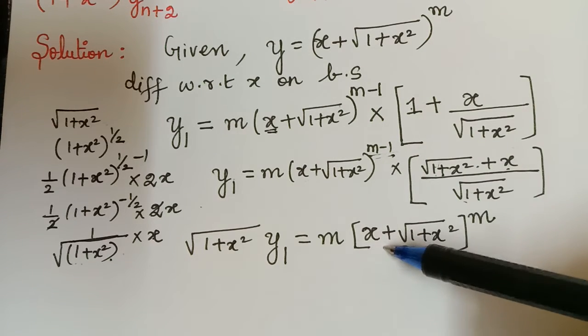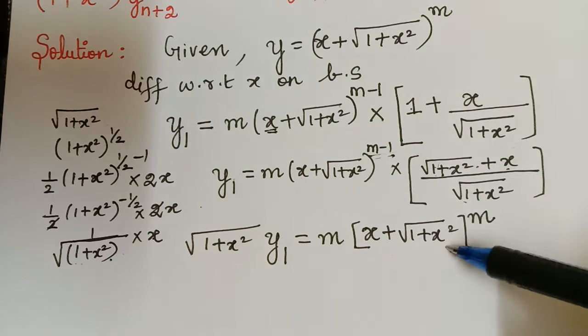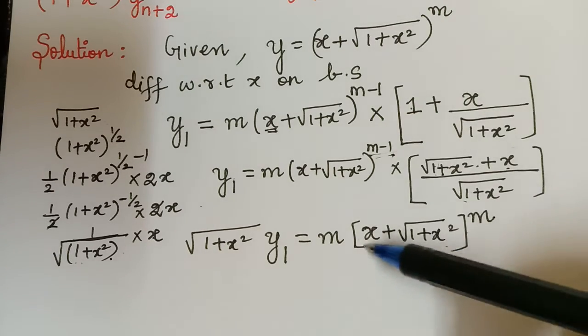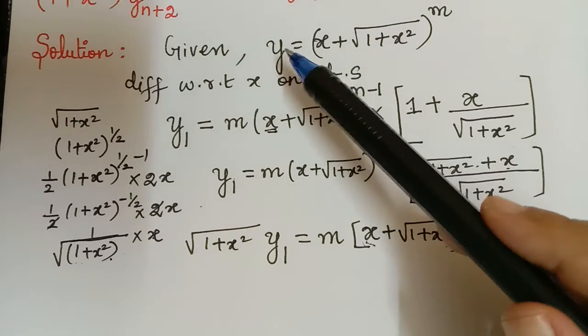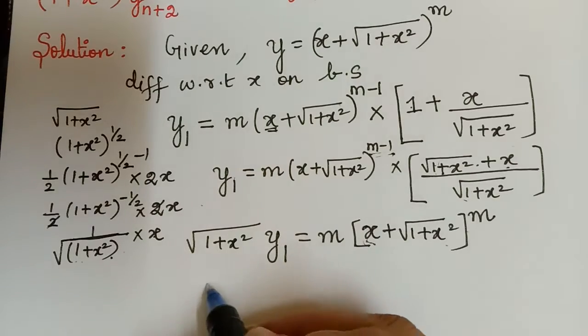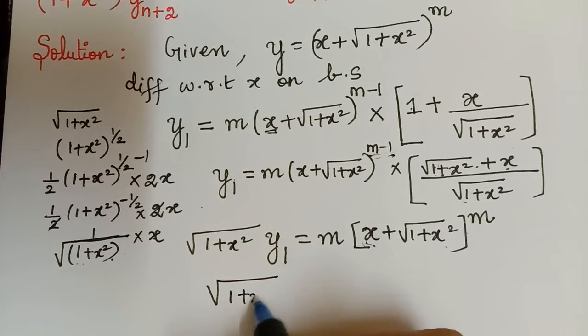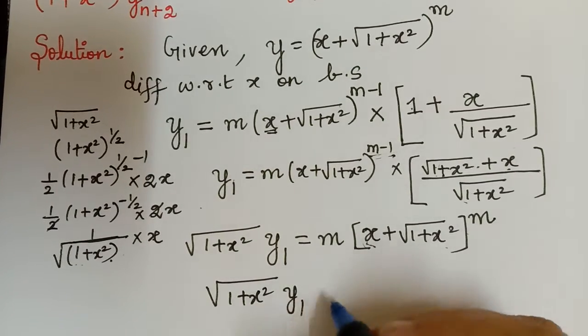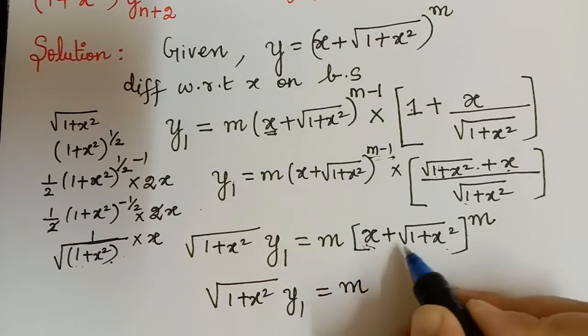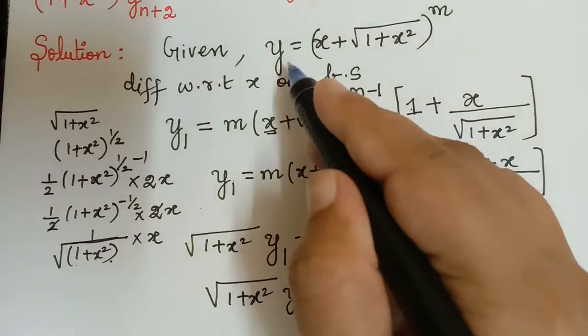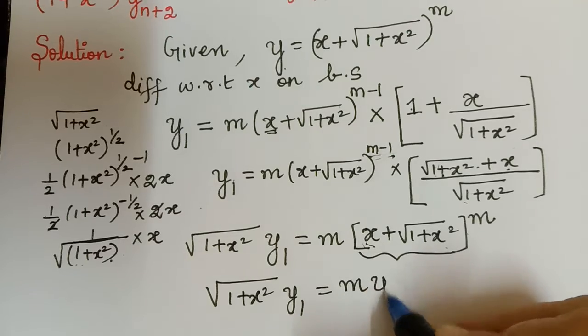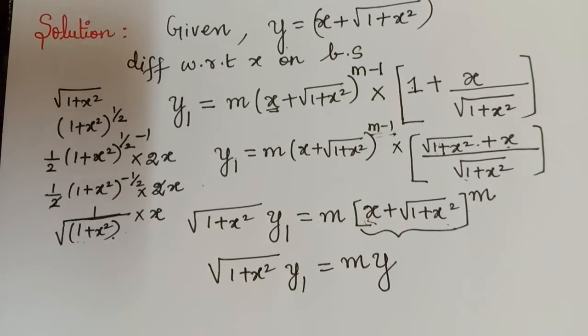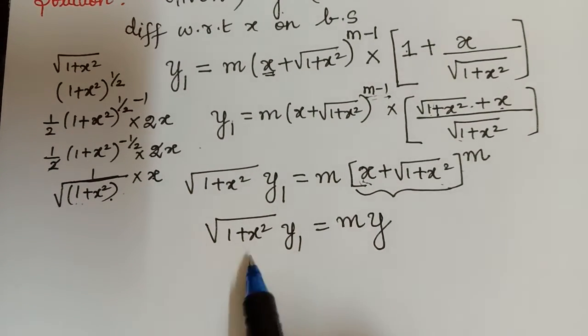So here also we have (x + √(1 + x²))^m. This term can be replaced and written as y. So this becomes √(1 + x²) y1 = m multiplied with y. Now we have to get rid of this square root.